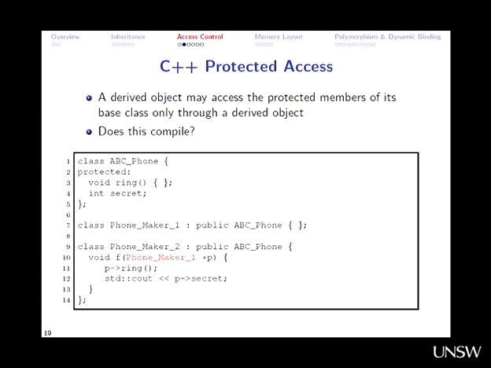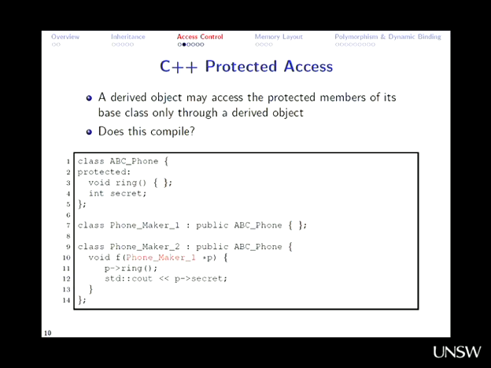Okay, and I have an example, I hope. If I go find phone, just make sure it's the right one. Yep, okay. So, if I try and compile this, unfortunately there's no makefile for this week, so you're just going to have to bear with me typing. g++, standard C++11, phone.cpp. Okay, in function void PhoneMaker2, ring is protected. There you go, so it doesn't compile. Both ring and secret are protected, so none of that works.